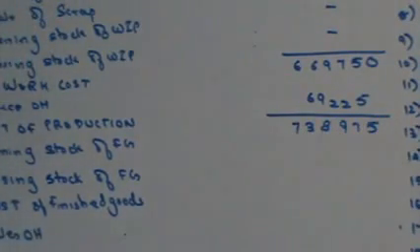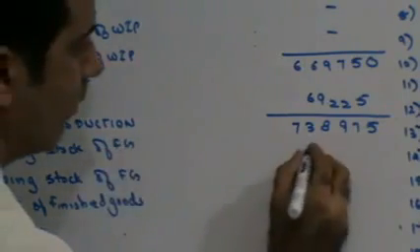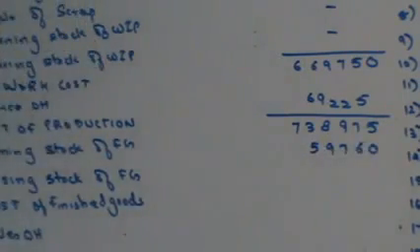So my cost of production is going to be 7,38,975. Now we have a problem, guys. We have opening stock of finished goods, which is 59,760. Right? Now the total number of units that are manufactured and sold. They are directly giving you the closing stock of finished goods also, 52,776. But they said that closing stock is to be valued at cost of production, so I need to calculate this at my cost of production.